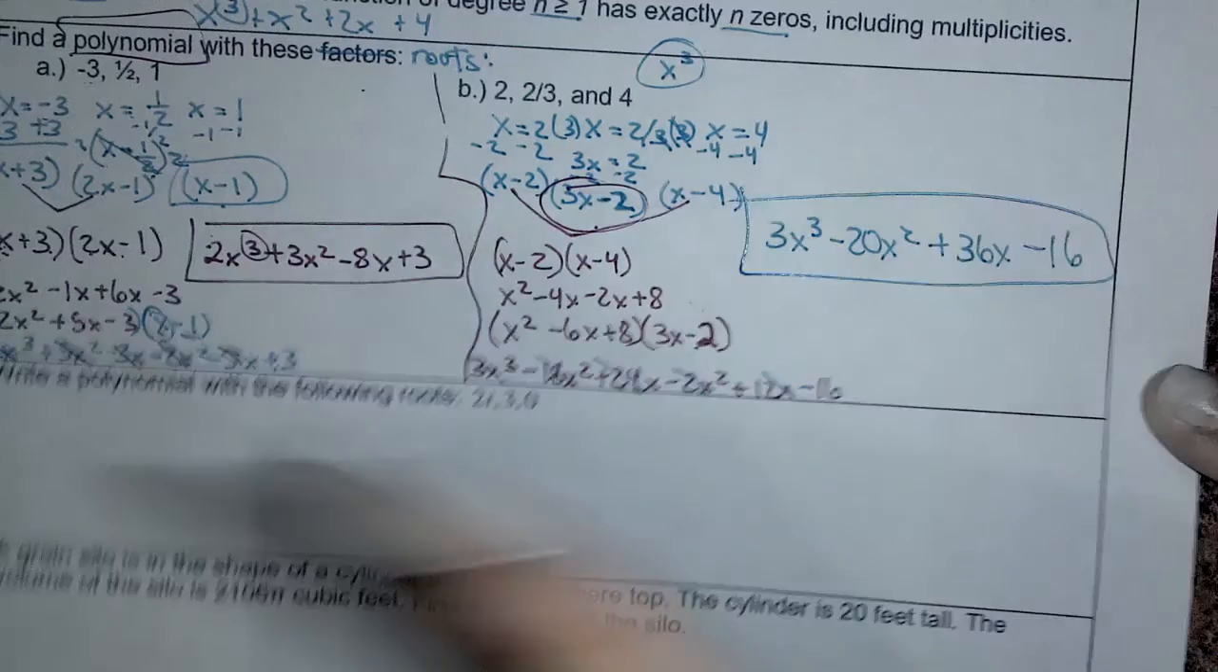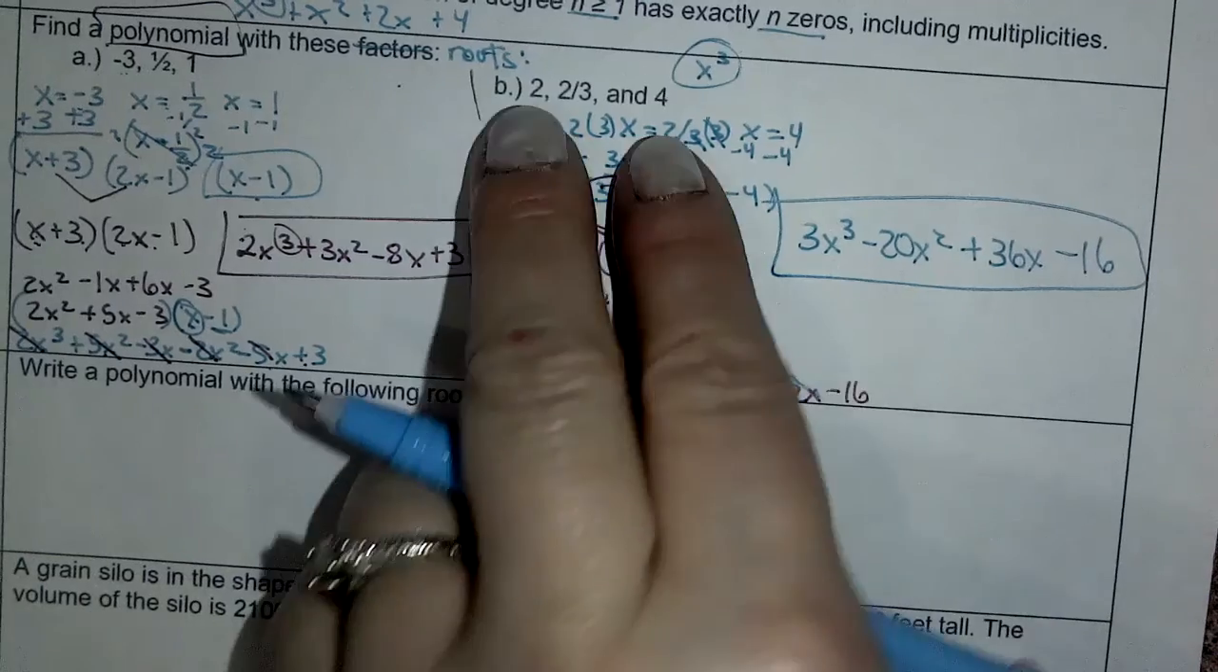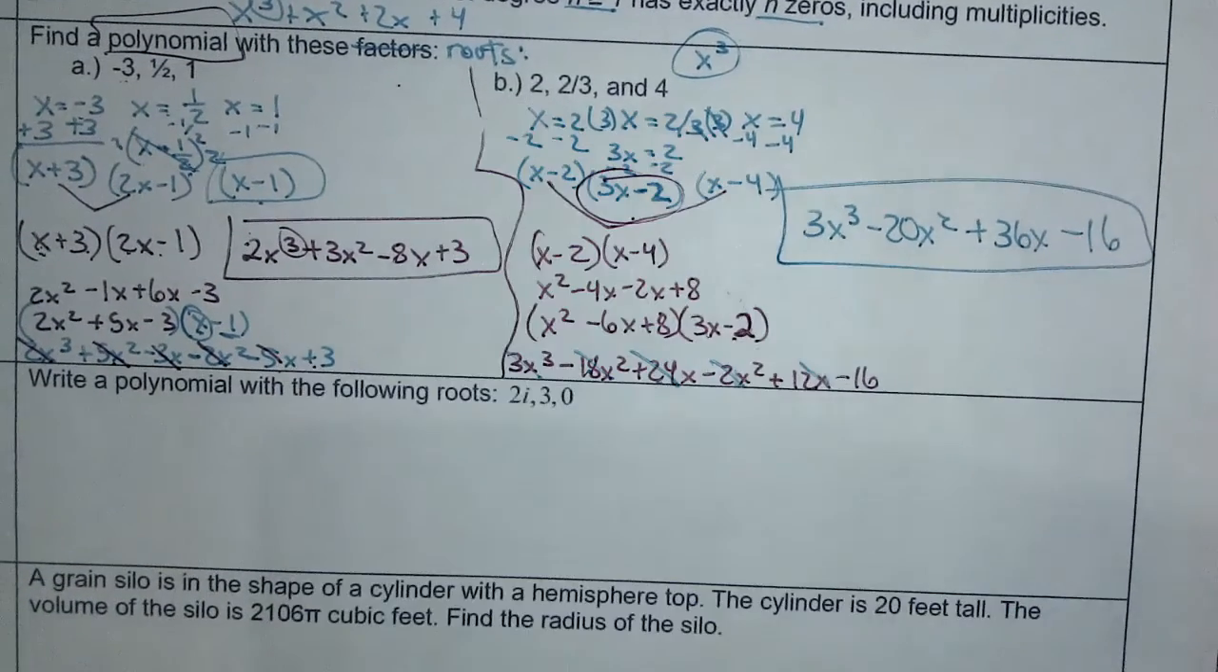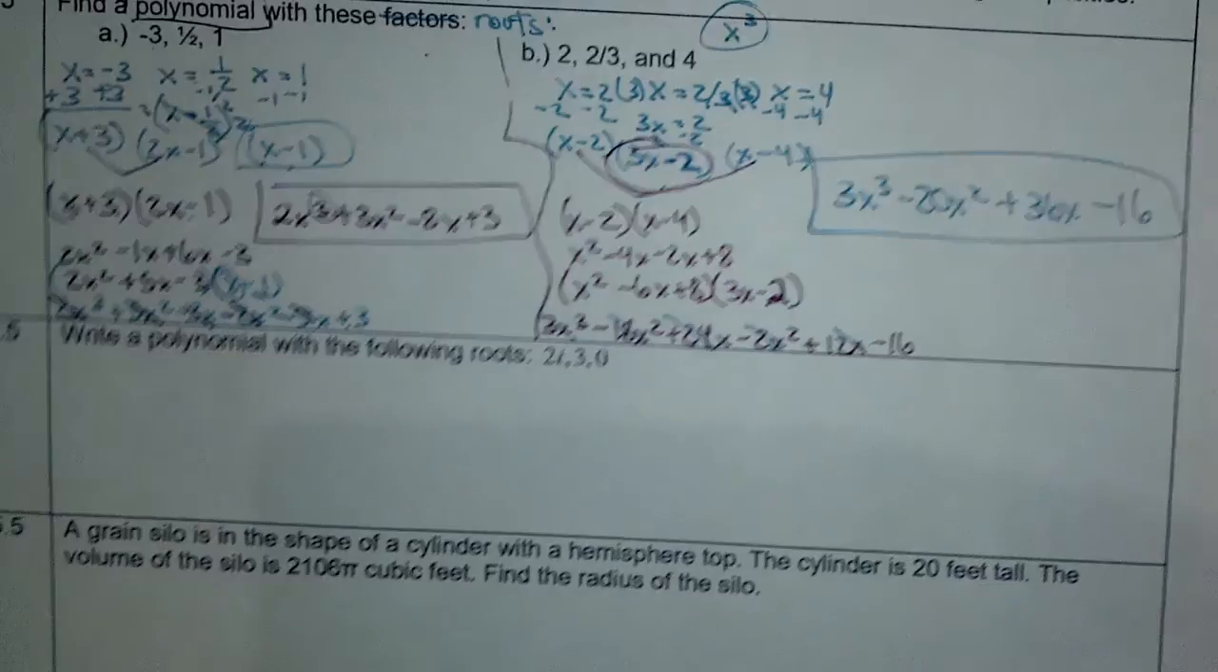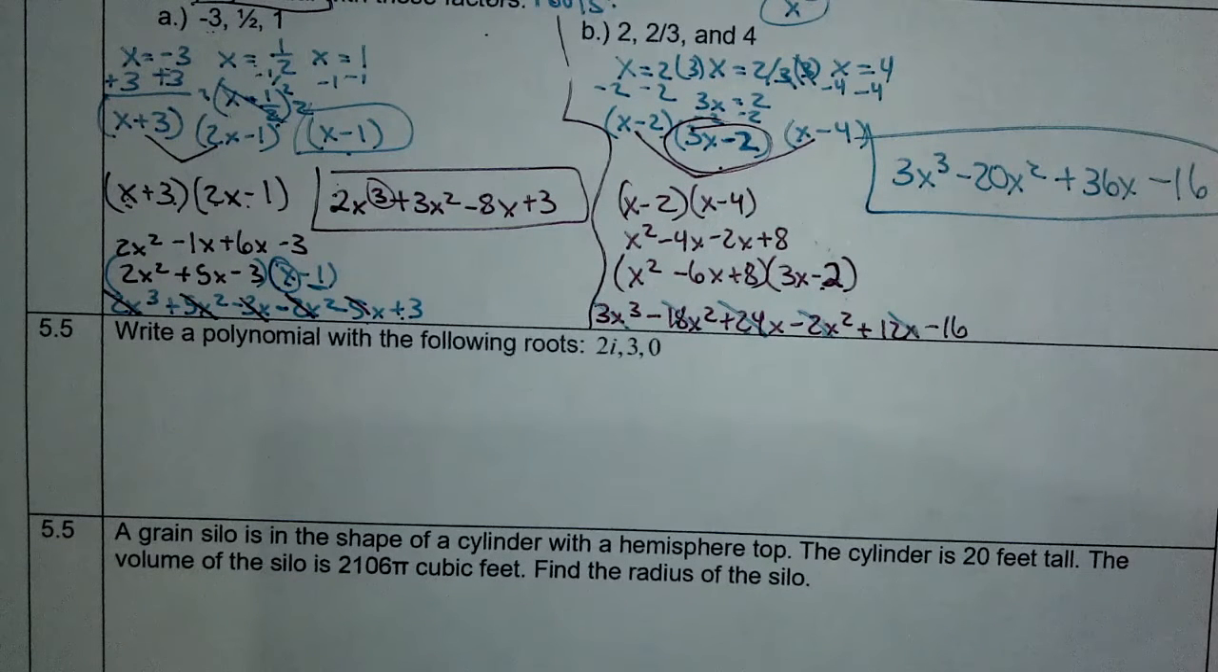Okay, and if I graph this in my calculator, I should get these zeros. All right, so we're going to take a look at another one. The next one says write a polynomial with the following roots: 2i, 3, and 0.